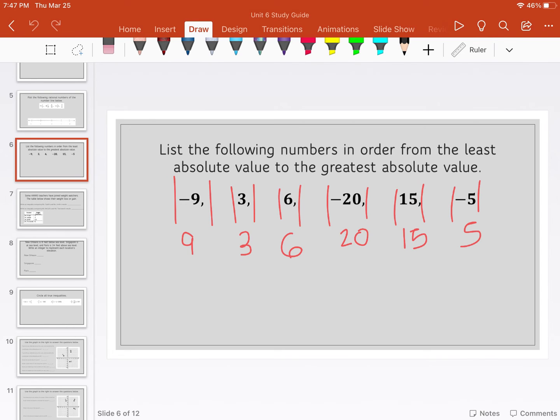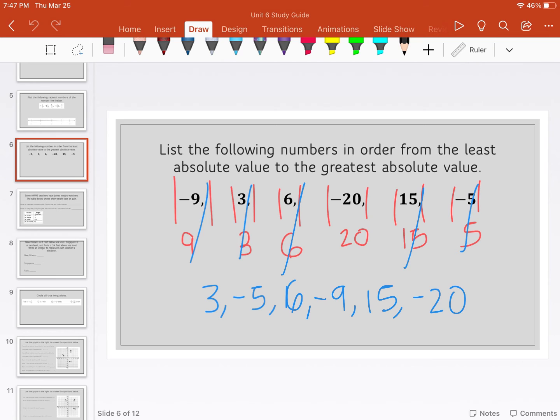So our smallest number here is 3. So the first number we're going to write is 3. Our next biggest number is going to be 5. So that would be -5 was that number. Next is 6. So we're just going to write 6. The next biggest number would be 9, which was originally -9. So -9. The next one would be 15, which was just 15. And then finally, 20 is our biggest number, which was -20. So this would be listing them in order from least absolute value to greatest absolute value.